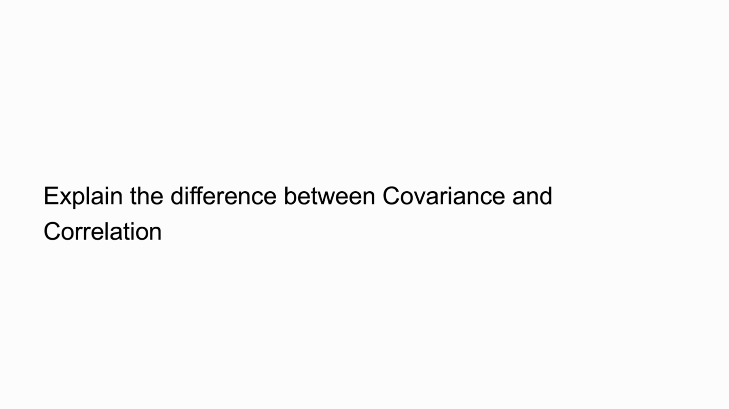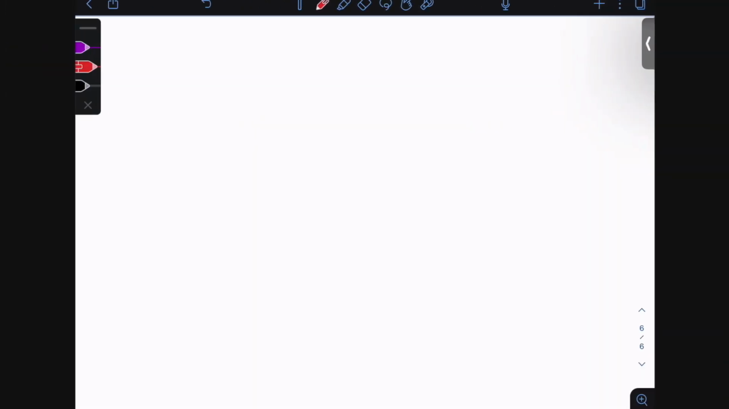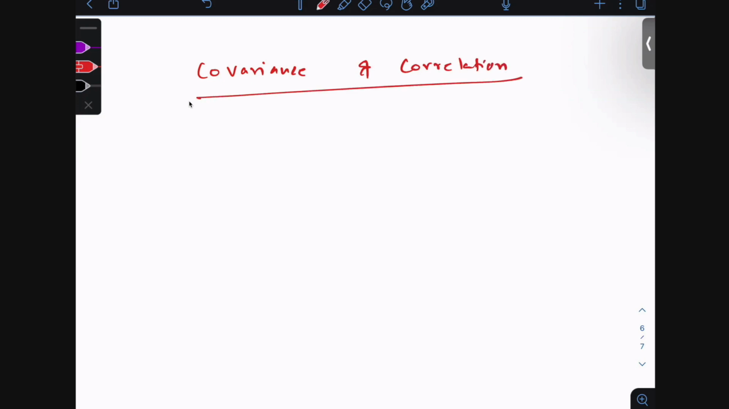Explain the difference between covariance and correlation. What is covariance and correlation? Let's try to understand. The question is, what are covariance and correlation, and are they different or the same? What is the difference between them? So let's try to understand what covariance is.